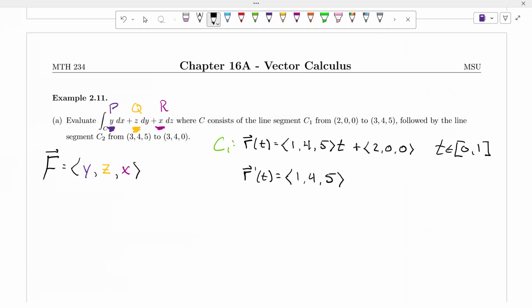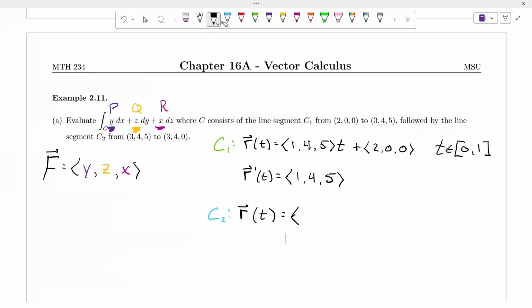It's just the vector that's stuck to t, kind of like the slope of that line. I'll also have a second curve, C2, where my parameterization is going to look a little different. This time I'm going to go from (3, 4, 5) to (3, 4, 0).